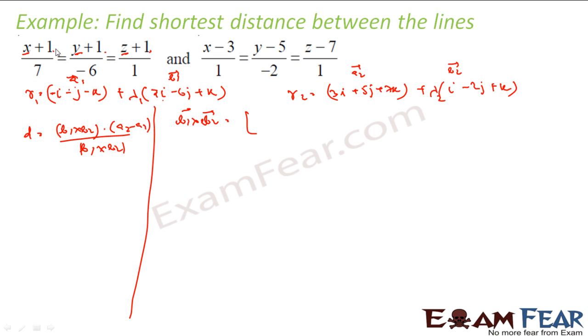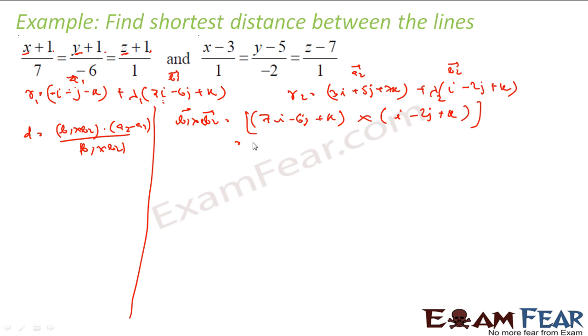So we convert it first into the form (x minus x1)/a, (y minus y1)/b, (z minus z1)/c. In this case, it's already in this form, so we will not convert that. So I simply found b1 cross b2, that is this cross this, that is (7i minus 6j plus k) cross (i minus 2j plus k).